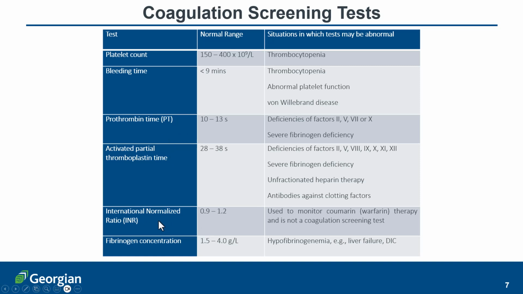The INR ratio is the international normalized ratio that is used to monitor warfarin therapy. It's not a coagulation screening test. It's actually the PT time that is standardized. You get the INR time. And lastly, fibrinogen, which is also required for the whole coagulation pathway.